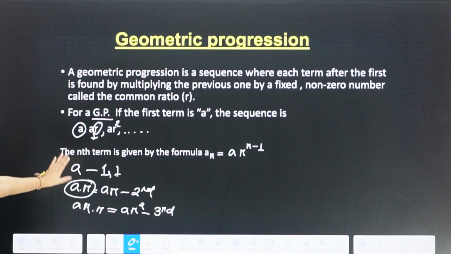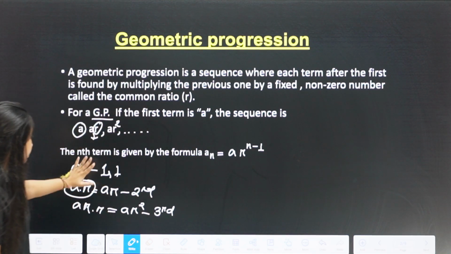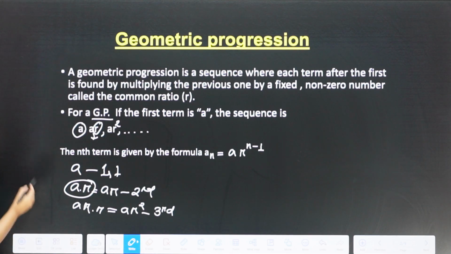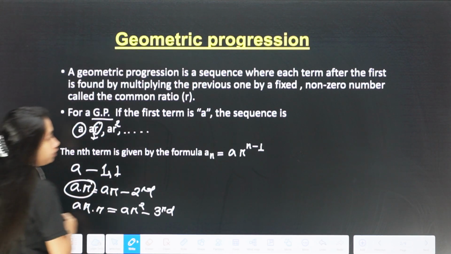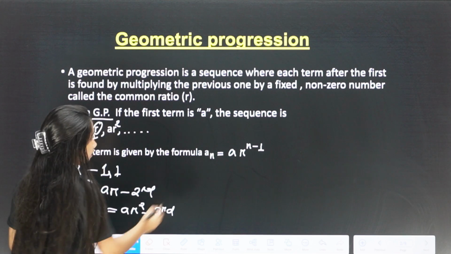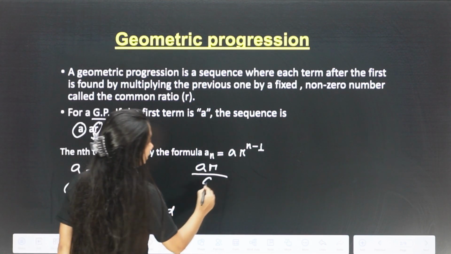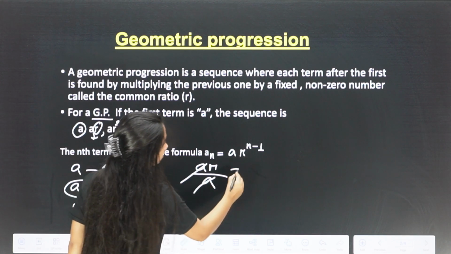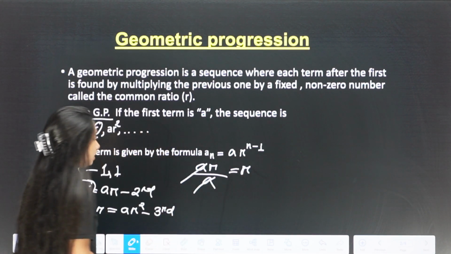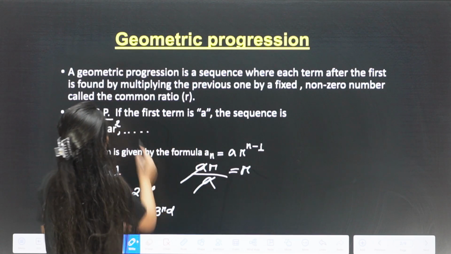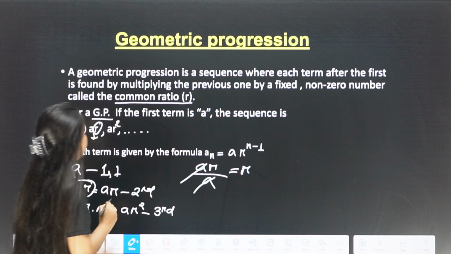And if we are asked to find the common ratio, we simply divide the second term by the first term. What is the second term here? That is AR. What is the first term? That is A. We simply cancel A, and the result is R. And R is the common ratio of the sequence.